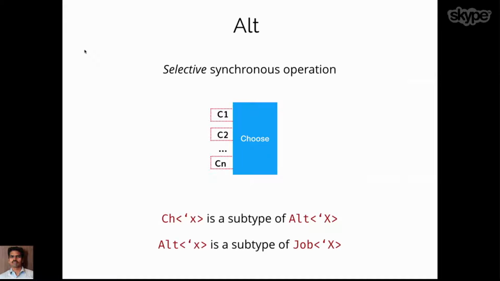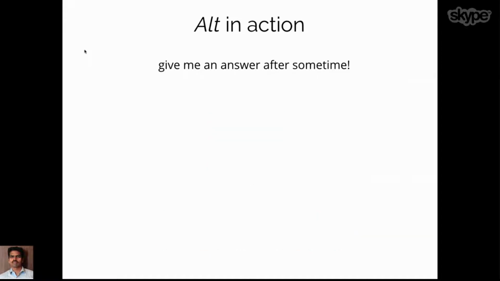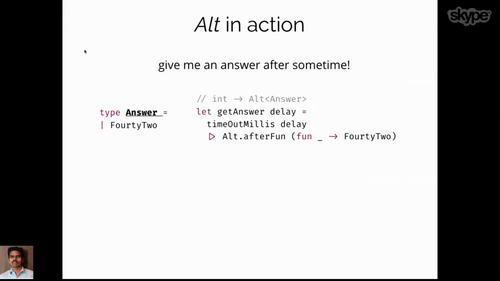To see an example, let's see them in action. We want to get an answer after some time. It's a plain simple thing, again a hello world kind of example where we know what the answer is. The answer is 42, and we want to get the answer after some time.